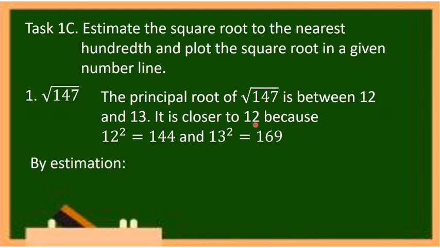So by estimation, since the square root of 147 is closer to 12, we can estimate that it is closer to 12.1. So to the nearest tenths muna tayo, because our objective is to find the square root to the nearest hundredth. Since it is closer to 12, let us choose 12.1. And if we get the square of 12.1, or simply 12.1 times 12.1, it is equal to 146.21.